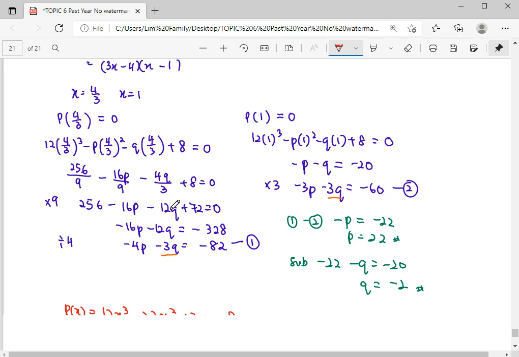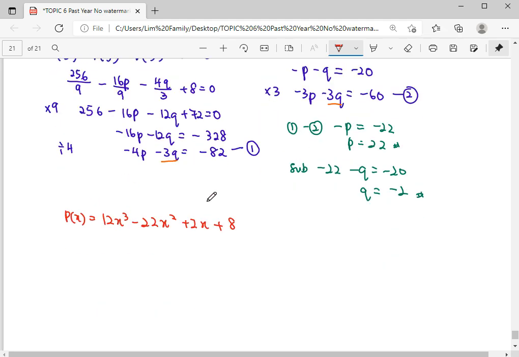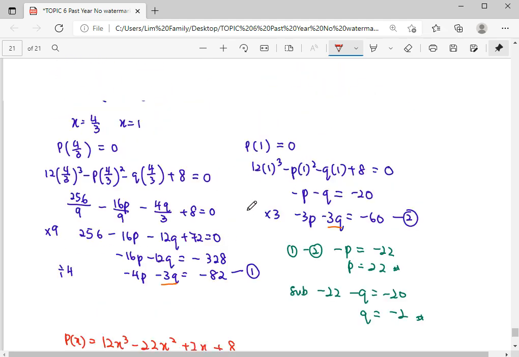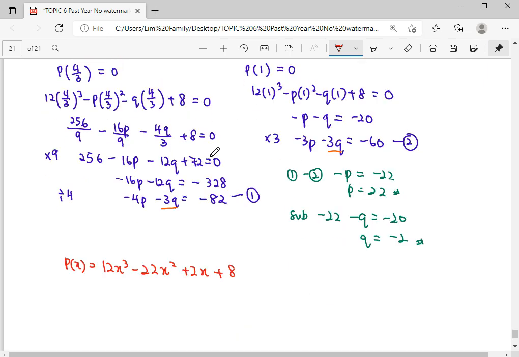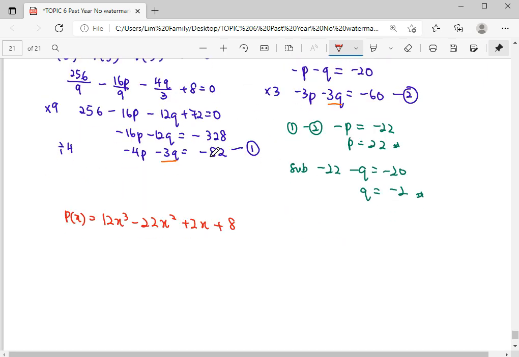So you can see here, when your cubic polynomial, one factor is quadratic, so we have to find out another factor is what? What is the another factor? So you can see 12x cubed minus 22x squared plus 2x plus 8 actually is equals to one of the divisible here is 3x squared.